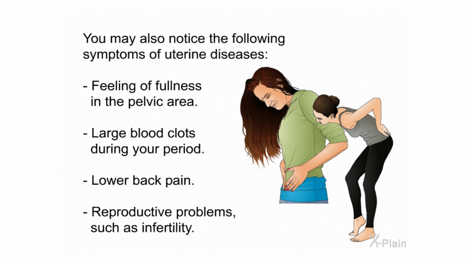You may also notice the following symptoms of uterine diseases: feeling of fullness in the pelvic area, large blood clots during your period, lower back pain, reproductive problems such as infertility.